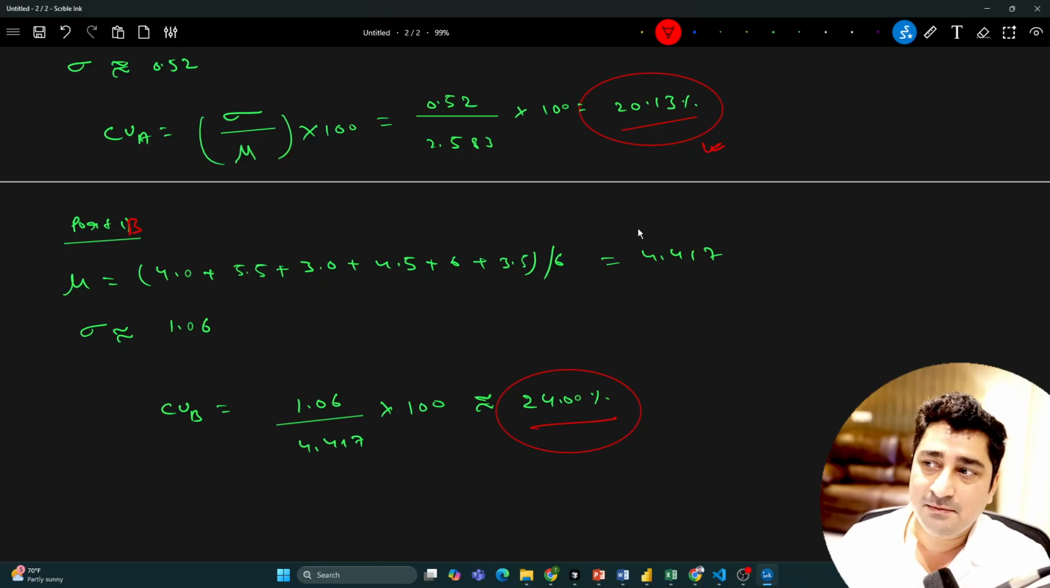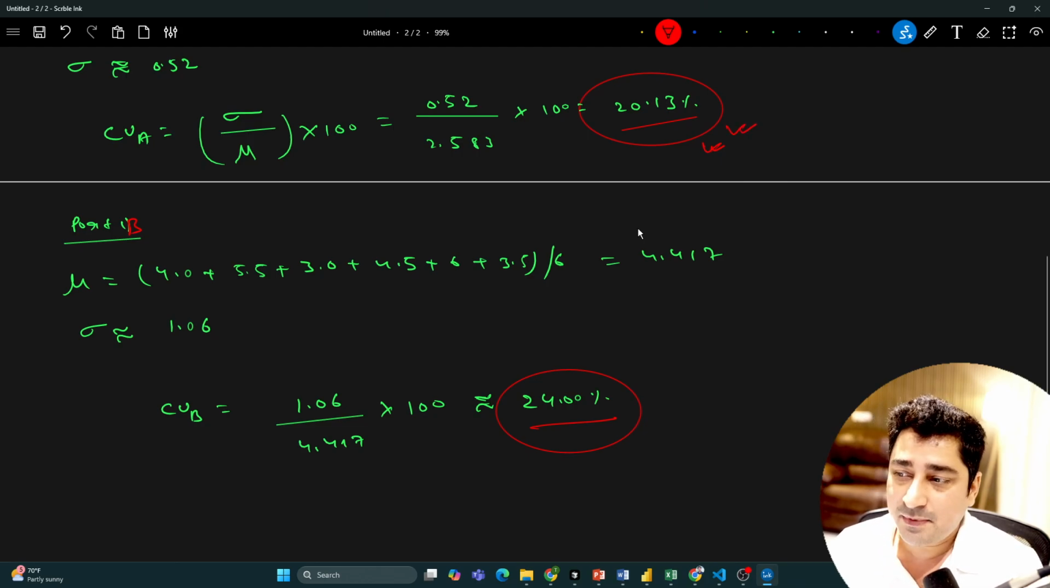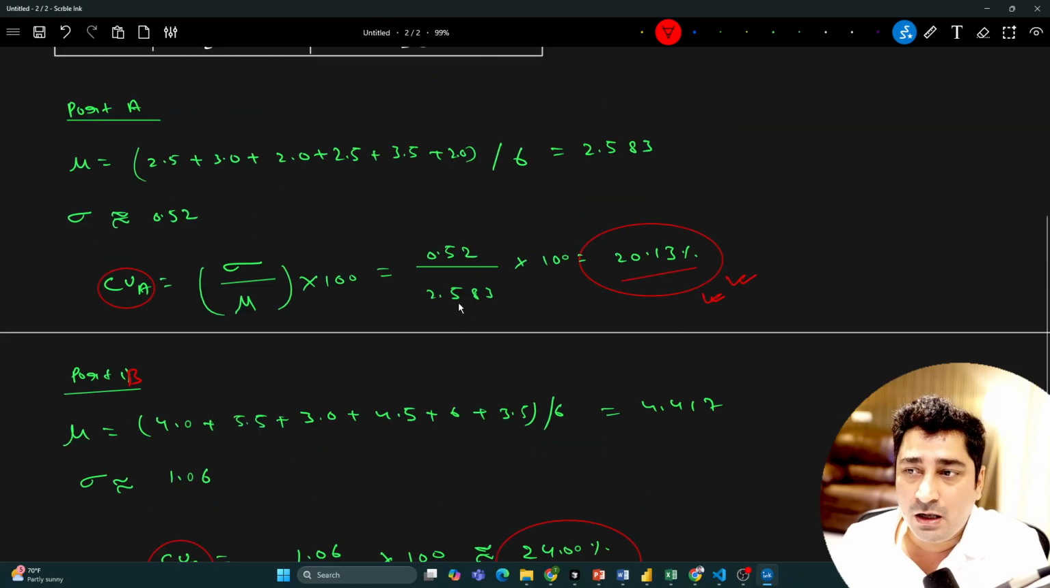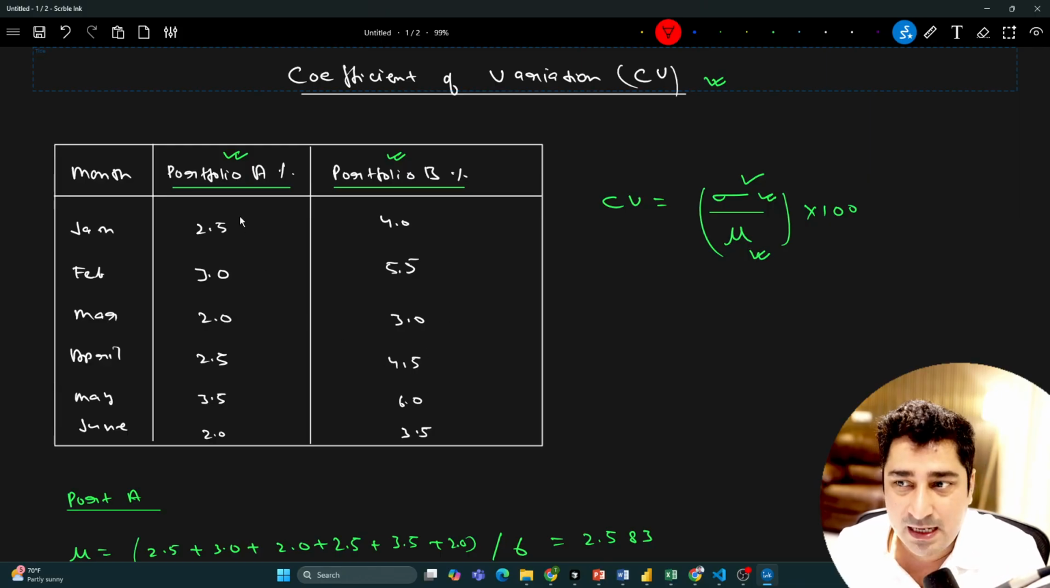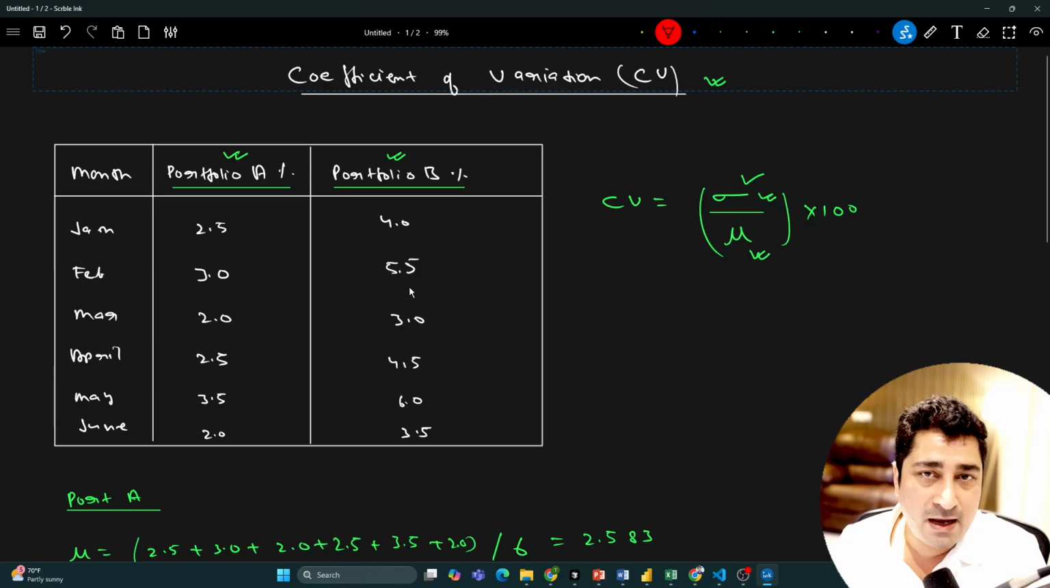So if I'm thinking about a long-term investment, maybe I should consider portfolio A as compared to portfolio B. And we are able to reach that conclusion with the help of the coefficient of variation, which tells me how your data set is going to vary. Although just by looking at the data, portfolio B seems to give a higher return, it is less stable than portfolio A. This is where I can make my final decision.